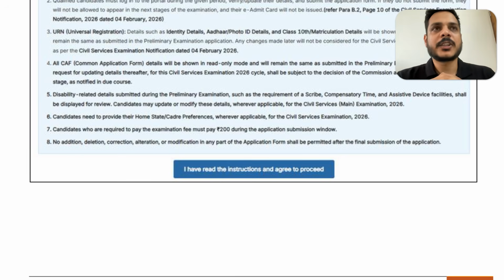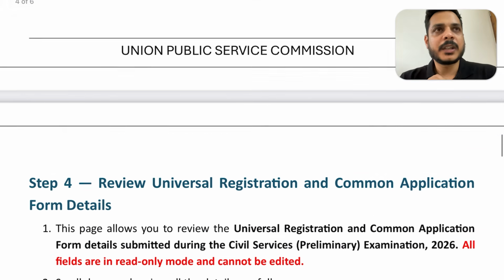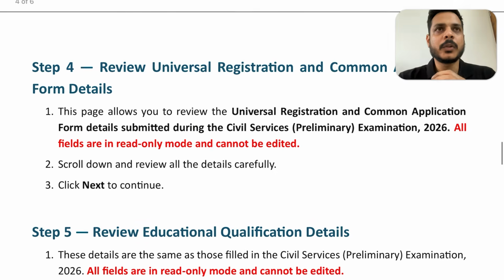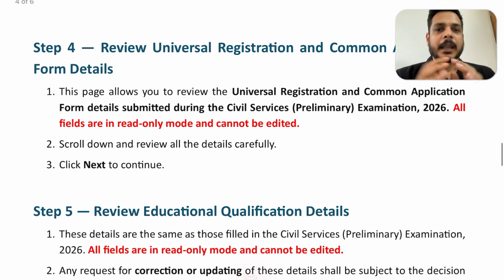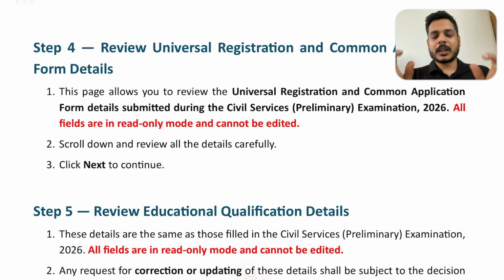Coming to step 5, that is review educational and qualification details. These are again in read only mode and therefore cannot be edited. If you have any request for correcting or updating it, such details shall be subject to the decision of the commission, and it will be considered at a later stage and notified in due course. Once you have gone through this, you will have to click on next to continue.